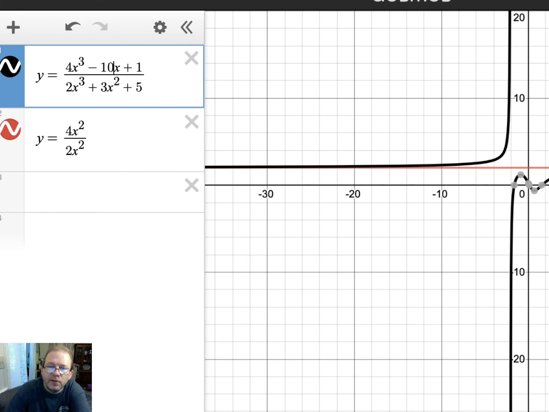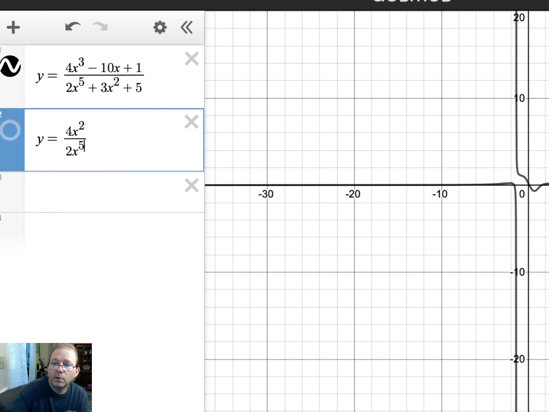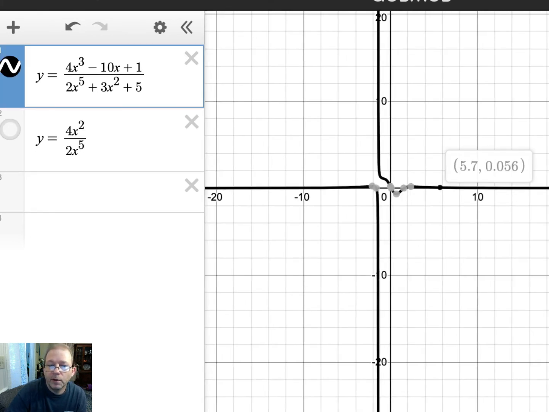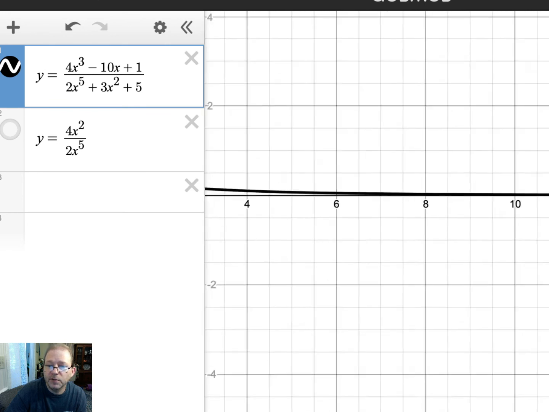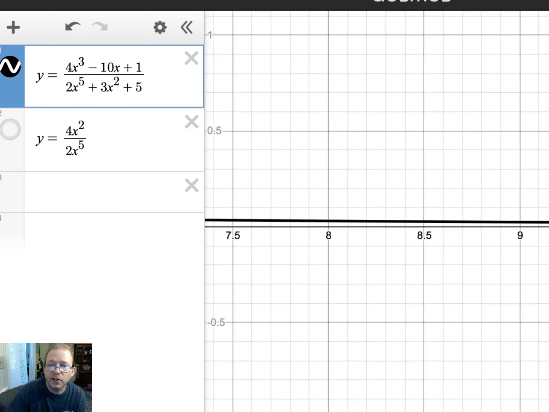Now let's look at this. What if this one down here had a higher degree? 2x to the 5th. Now x to the 5th grows faster than x cubed, so that makes this go to 0. And sure enough, we can even zoom in. You can see that this is getting closer and closer to 0 as x grows large.